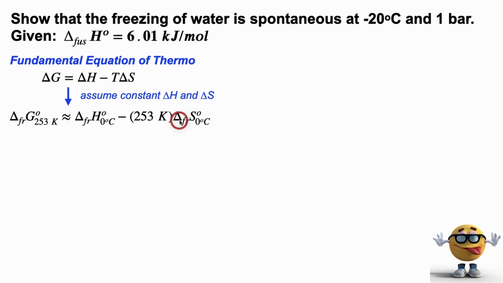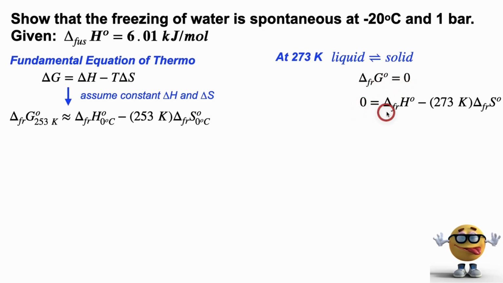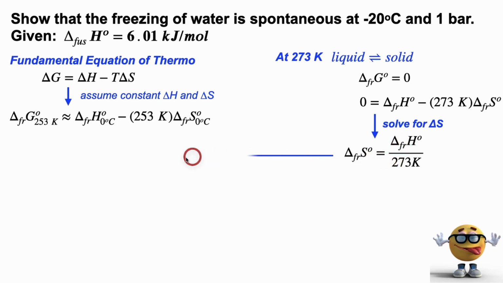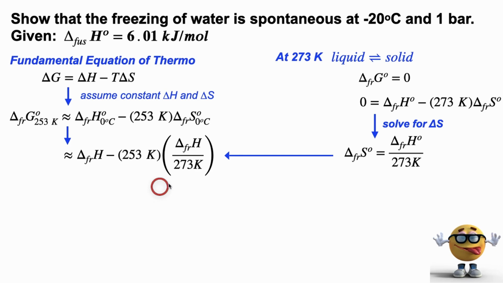Now, to get this change in entropy, we're going to look at 0 degrees Celsius. So at 0 degrees Celsius, 273 Kelvin, the liquid and solid phases are in equilibrium. And if they're in equilibrium, then the change in Gibbs energy is 0. Now, we can use this exact same equation here and plug in 0 for delta G at 0 degrees Celsius to get an expression here. And if we solve for delta S, then we have an expression for the entropy change of freezing our water right here. And we can plug this into our equation that we have. And now we have everything in terms of the enthalpy change, which is good because we're given the enthalpy change value right here.